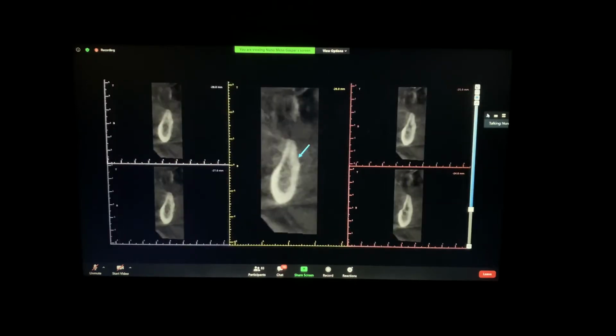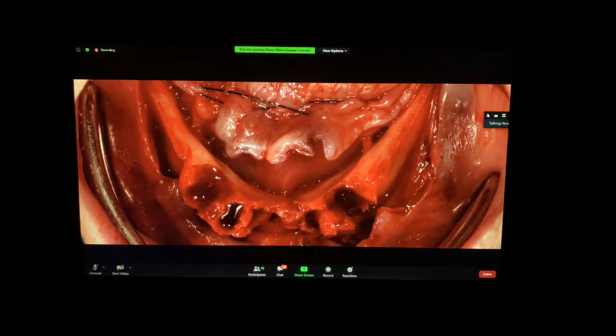Or here? Okay, so this is a CT scan, okay, and you will have some trouble seeing something, but what I was trying to show you is this.